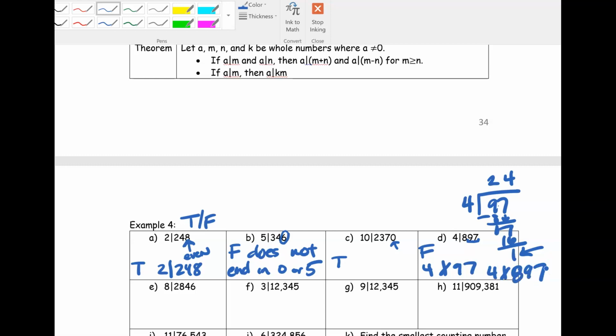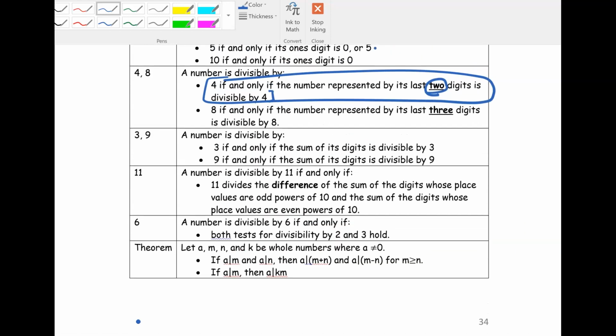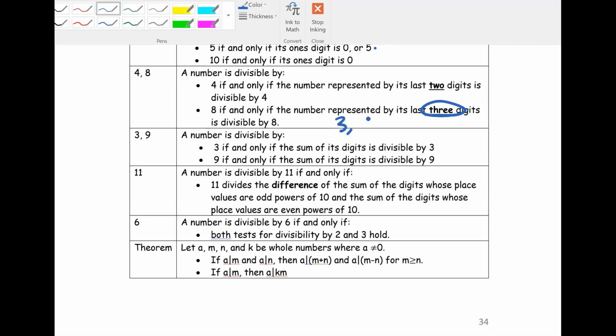897. Okay, so the next question asks about 8. So let's go check out the rule for 8. A number is divisible by 8 if and only if the number represented by the last 3 digits is divisible by 8. So like that last example, let's say I have this number 3,459,800. All I'd have to do is look at the last three and say, well, is 800 divisible by 8? Yes, it is. So this entire number is divisible by 8.